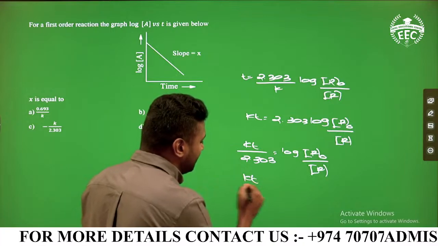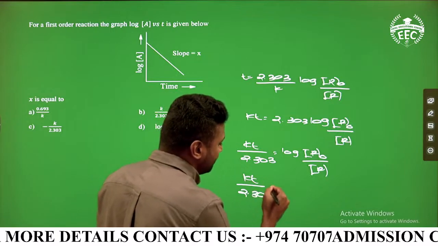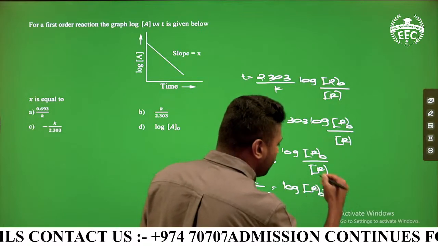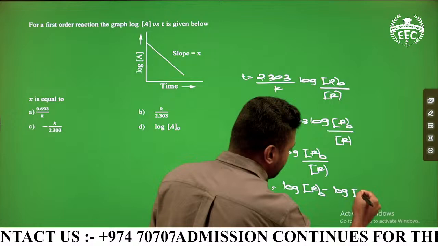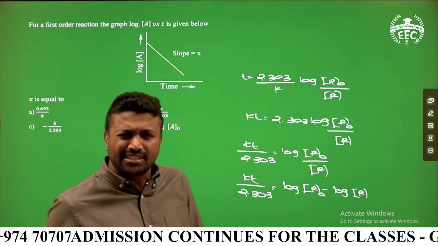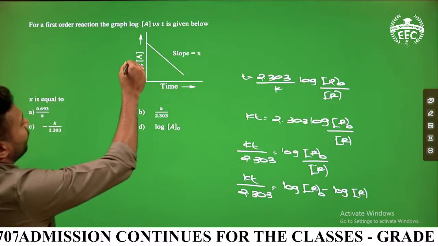So we'll be getting kt divided by 2.303 is equal to log a by b. Log a by b is log a minus log b, so log r0 minus log r. We need to get the equation in the form of log R, same as log A. A means reactant, same logic, right? We have to create it in terms of log A and time.